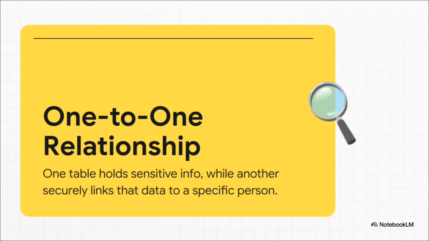Well, the answer gets right to the heart of good, secure database design. It's all about keeping things safe and organized. One table holds the really sensitive stuff, the card numbers. The other table just acts as a simple, secure little bridge, linking that card to a specific customer. It's called a one-to-one relationship, and it proves that whoever built this system was thinking about security from day one.